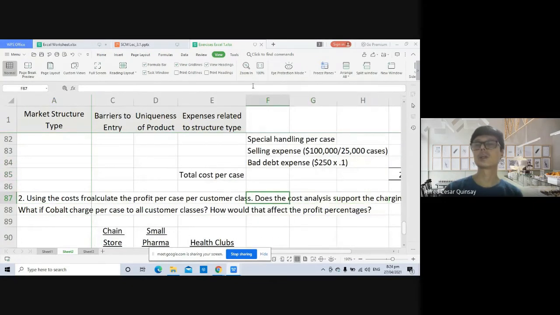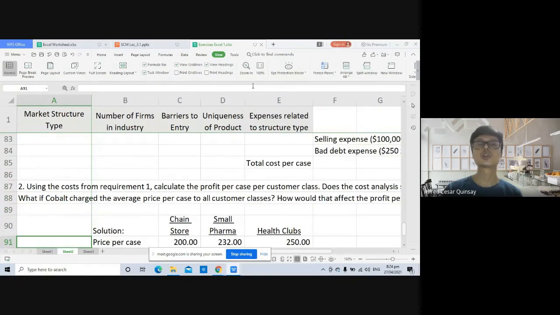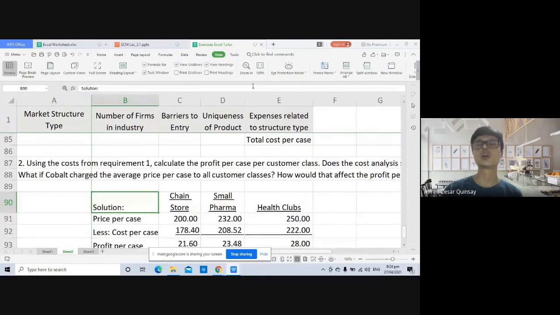So, may tanong, does the cost analysis support? Mamaya na natin tanong. Calculate muna natin. So, i-grupo-grupo natin sa kanila. Yung isa yung chain store na drugstore, no? Yung isa yung mga small pharma, and yung the last one yung health clubs, no?